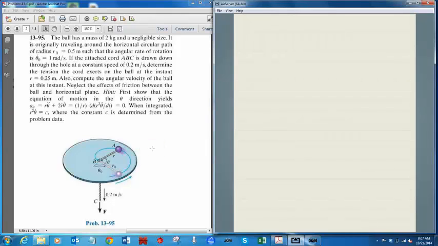Okay, this one is problem 1395, and so we come in and we're looking for the tension in the cable, so we're going to need to draw a free body diagram. So I'm going to draw a free body diagram of the ball on the top of the table.